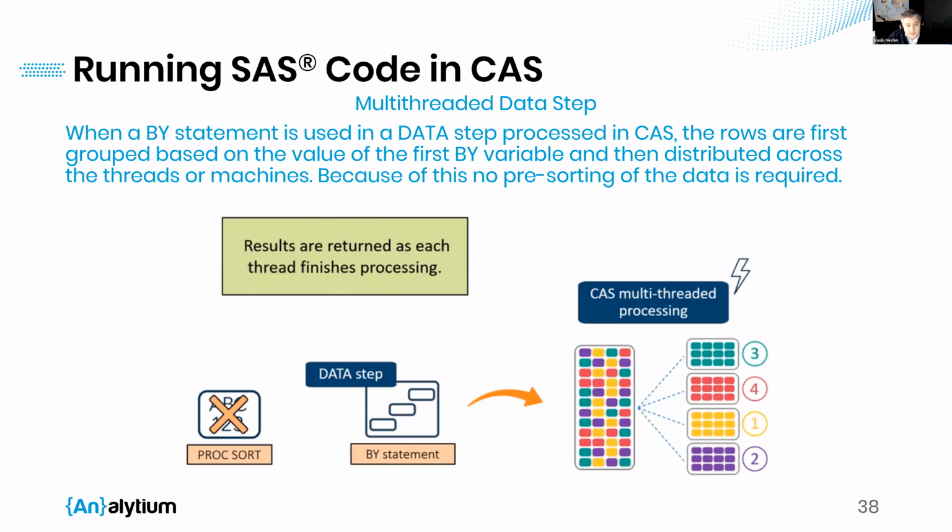Now, with the BY statement used, your data doesn't need to be sorted anymore. There is no need for the proc sort anymore. It will actually spread across the threads and across the workers with the group. So the data in CAS, think of it as already sorted, because it's in memory, it's able to do that.